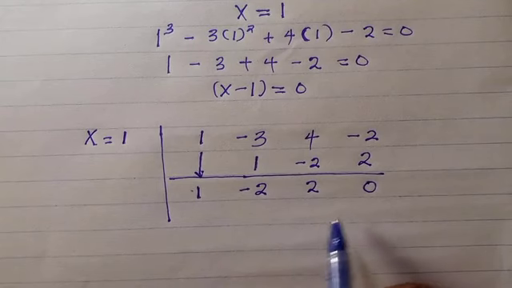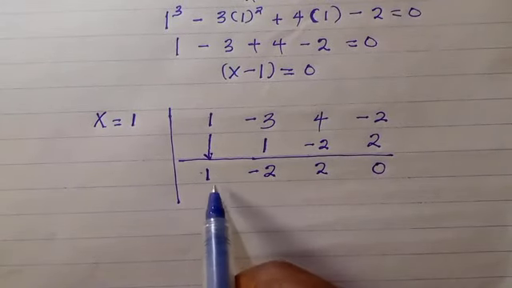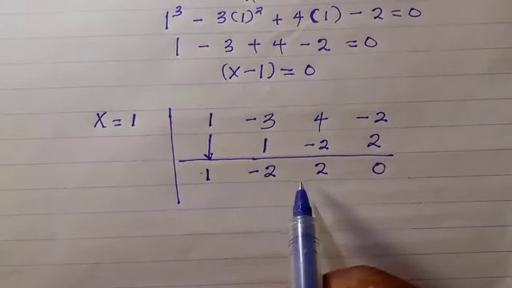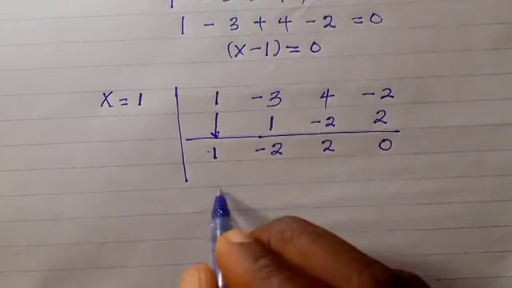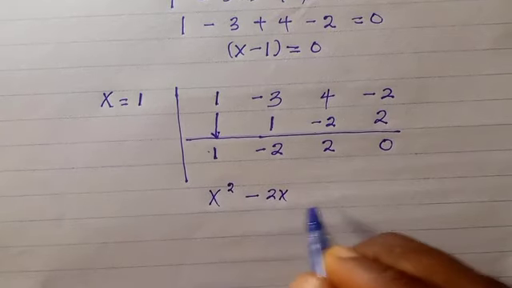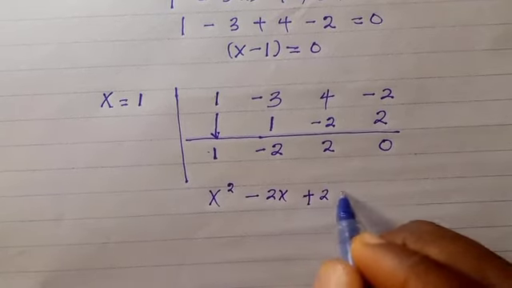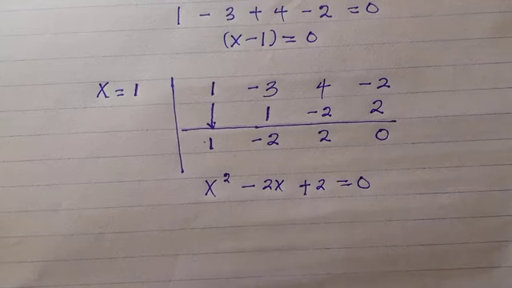So now we continue with the other roots and check this. These are non-zero and there are 3 terms. It means it's a quadratic trinomial. Therefore, this one will form x squared minus 2x plus 2 equals 0. Then we solve this one. It's a quadratic equation, and we are going to solve this.